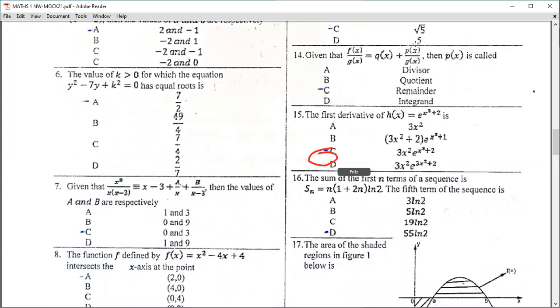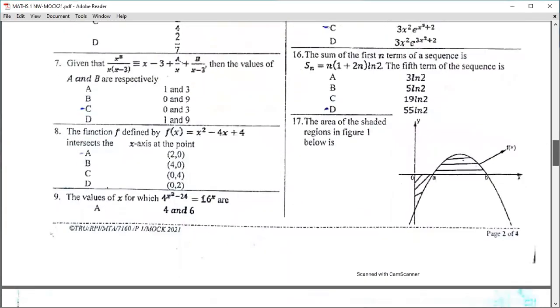Question 16. We have the sum of the first n terms of a sequence as Sn equals n(1 + 2n) ln 2. The fifth term of this sequence is... this is an equation that many students always fail. This sequence has been defined in terms of the sum. So for you to have the nth term, you have to look for the sum of the first n terms minus the sum of the first n minus 1 terms.